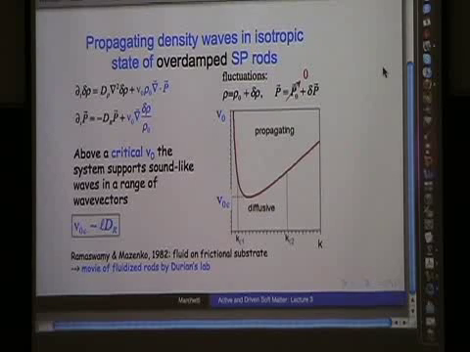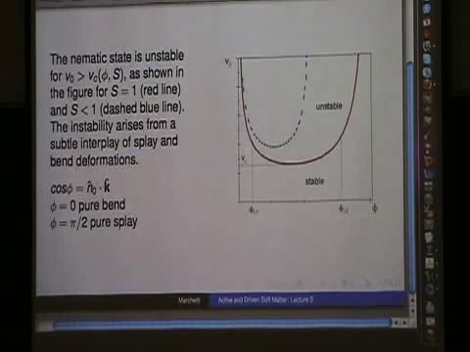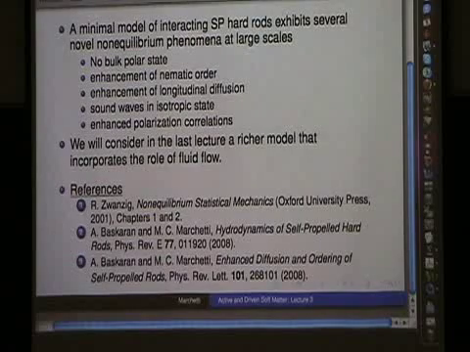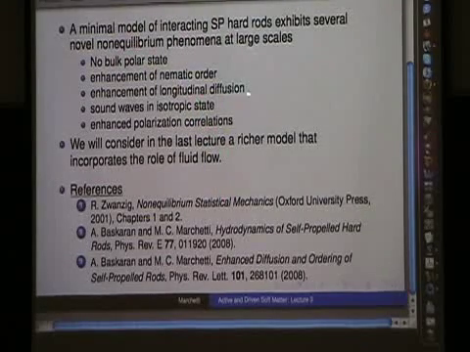Okay. And I think I'll have to stop here, but the point is, you can look at the stability, and you can show that the nematic state is unstable, as you would also expect. The systems generally do not form a bulk stable ordered state. So let me just try and summarize what you can get out of this model, which in my mind, as I said, is a minimal model of a self-propelled system.